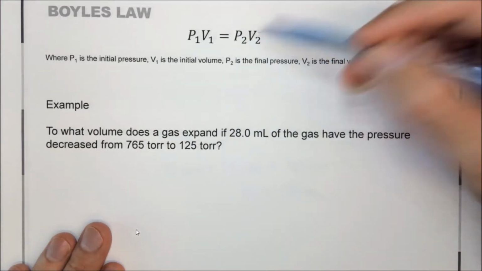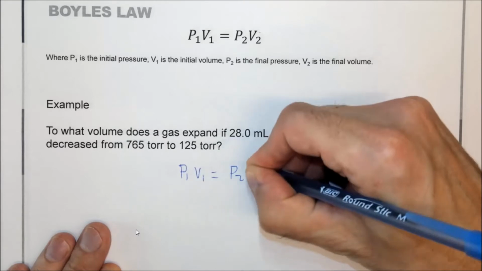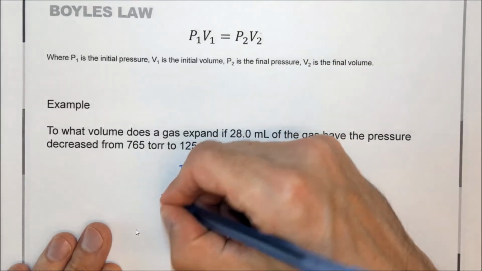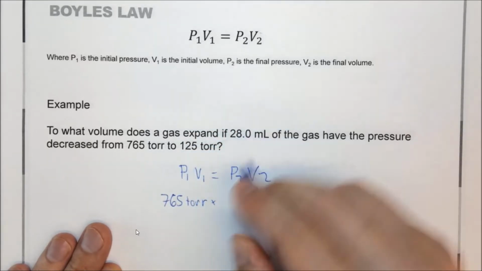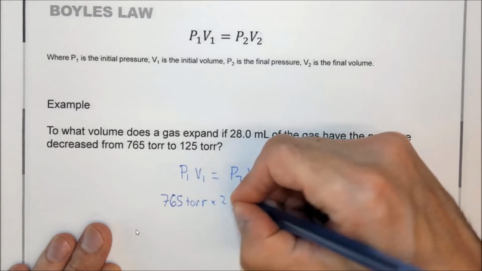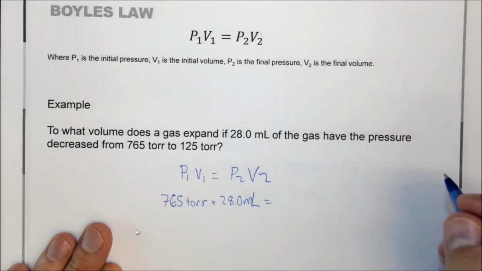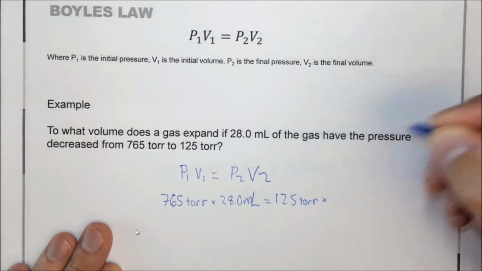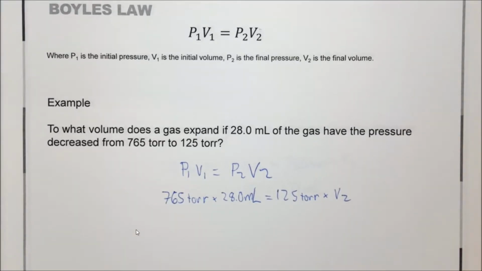And we're going to use Boyle's Law: P1 V1 equals P2 V2. So the initial pressure is 765 torr. The initial amount of volume of gas that we have is 28.0 milliliters. The final pressure is 125 torr. And the final volume is what we don't know. That's V2, that's the variable.